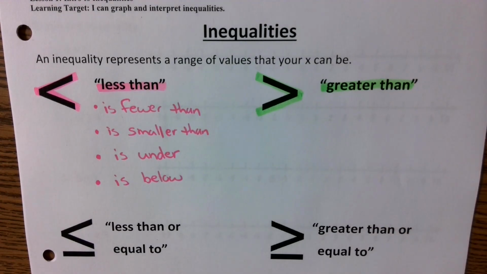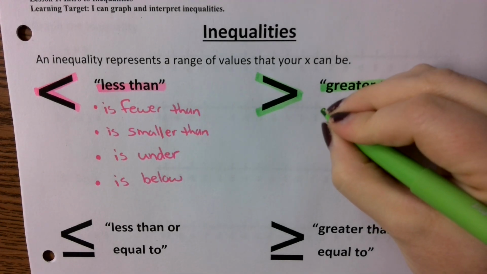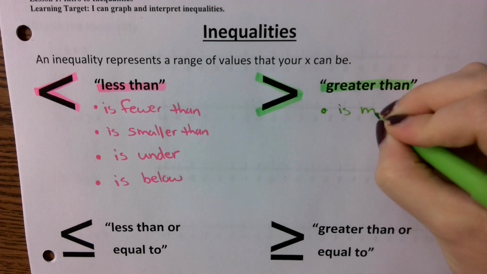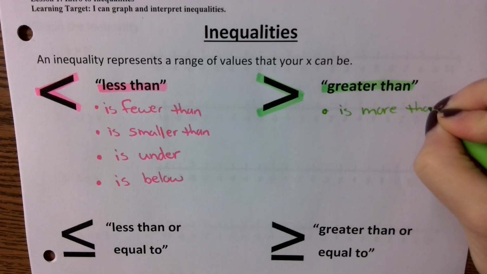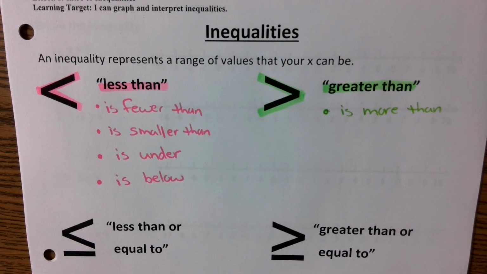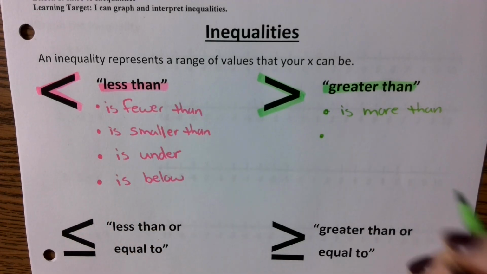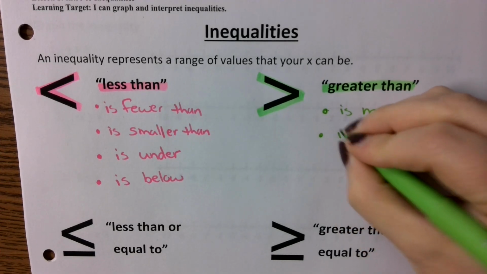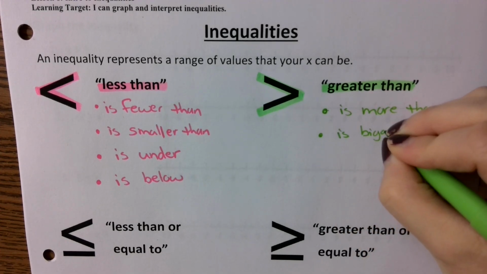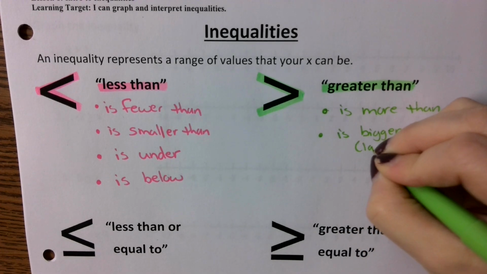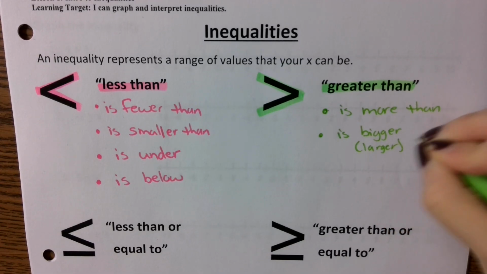That's basically the direct opposite of everything that we're seeing here. Obviously is greater than would be one of them, but then instead of is fewer than, it's more than. So if you see the terms more than, that represents a greater than. Instead of smaller, we would say it is bigger or larger. Either one of those would be fine.